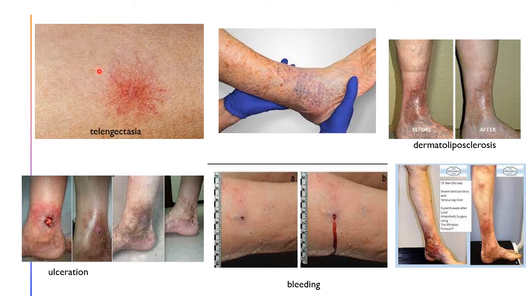This slide shows you the various grades of varicose veins. This is a telangiectasia or spider nevi, which is superficial engorgement of veins. This is chronic venous insufficiency of the leg leading to skin changes with discoloration and scaly eczema of the lower end of the leg.